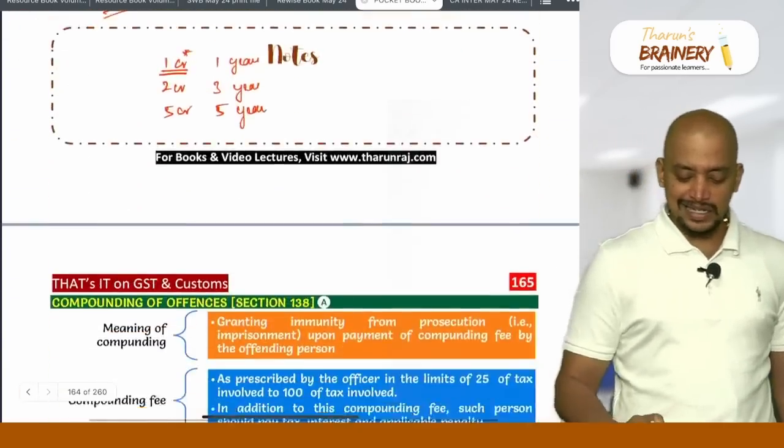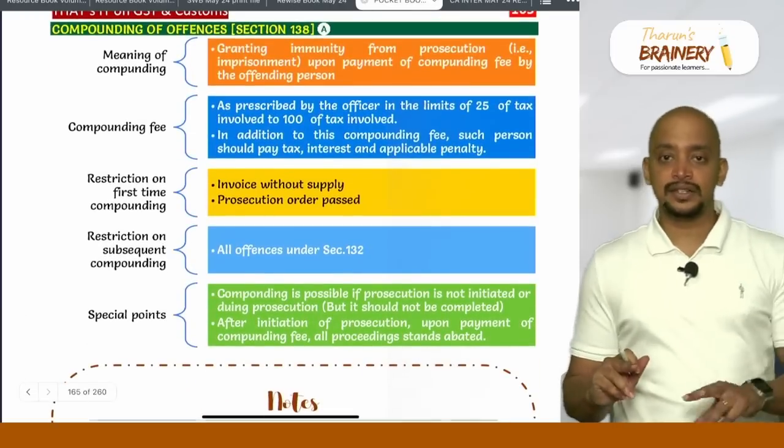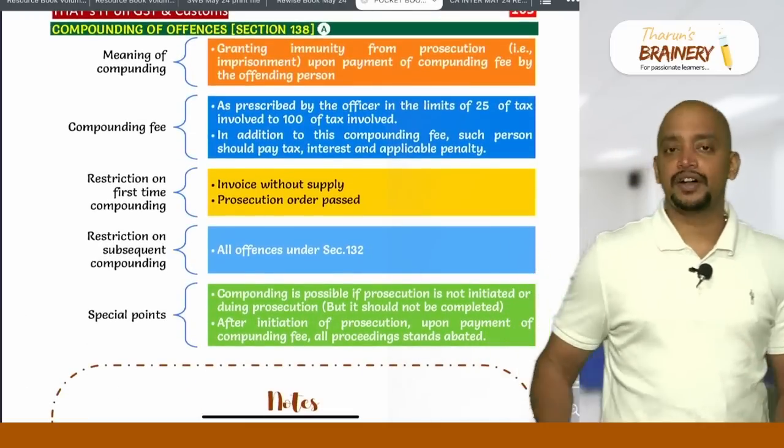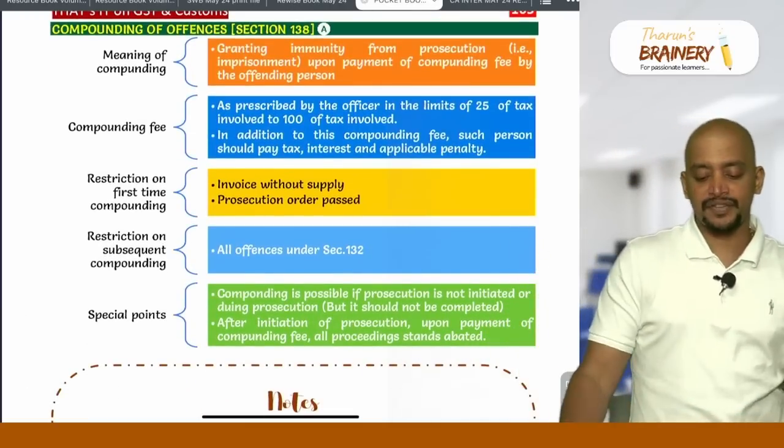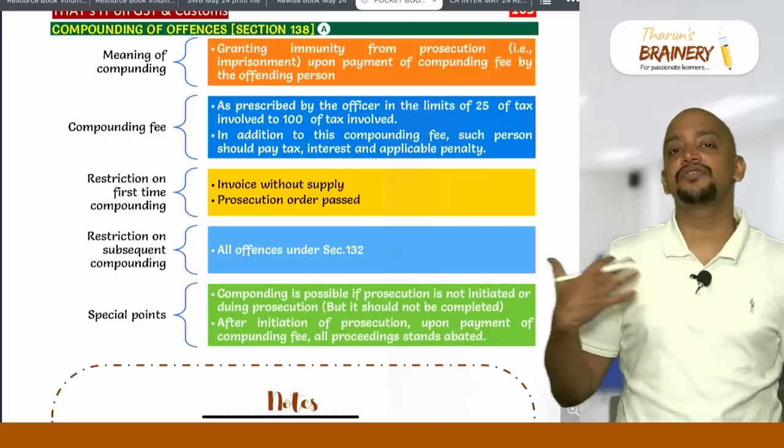Then the last area that we are going to see is offences that lead to compounding of offences. What is this compounding of offences? Compounding means granting immunity from prosecution.